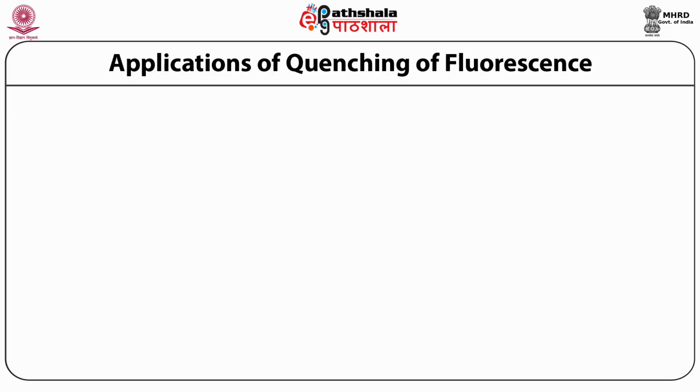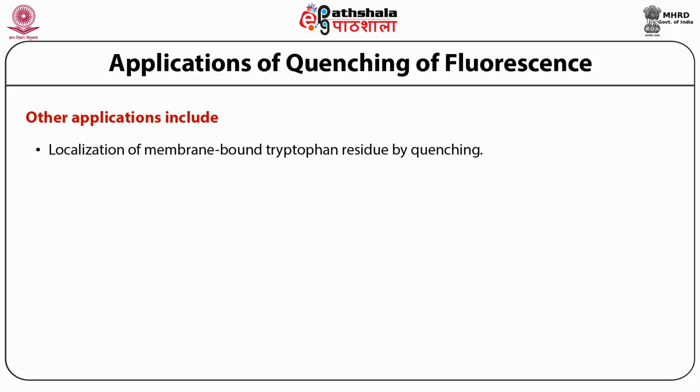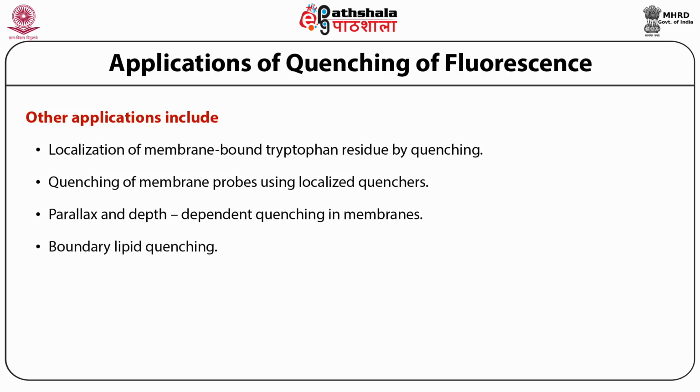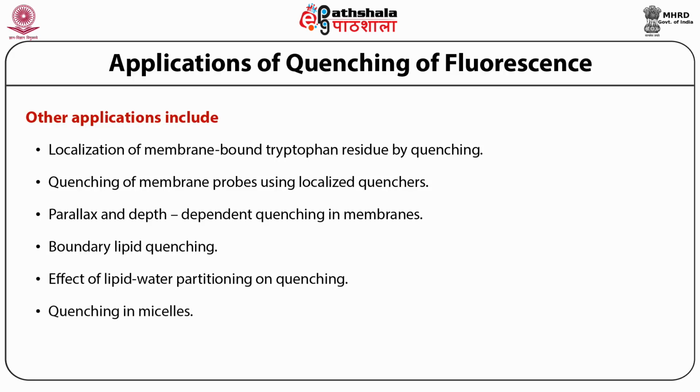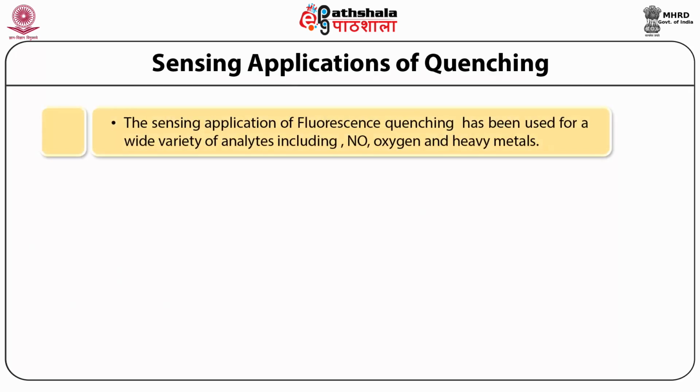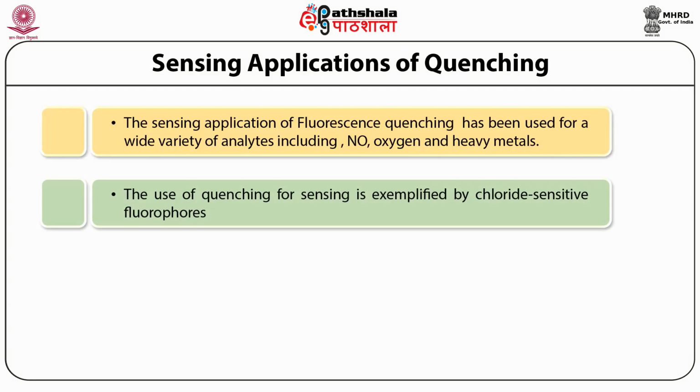Coming to applications of quenching of fluorescence, I'll now discuss them in detail. We have already discussed applications which include oxygen diffusion in membranes, localization of membrane-bound tryptophan residue by quenching, quenching of membrane probes using localized quenchers, parallax and depth-dependent quenching in membranes, boundary lipid quenching, effect of lipid-water partitioning on quenching, and quenching in micelles. The one we'll be discussing in this module is the sensing application of quenching of fluorescence. It has been used for a variety of analytes, including nitrous oxide, oxygen, and heavy metals. The use of quenching for sensing is exemplified by chloride sensitive fluorophores. A large number of fluorophores are available which have been used for sensing applications, and here we'll exemplify by chloride sensitive fluorophores.